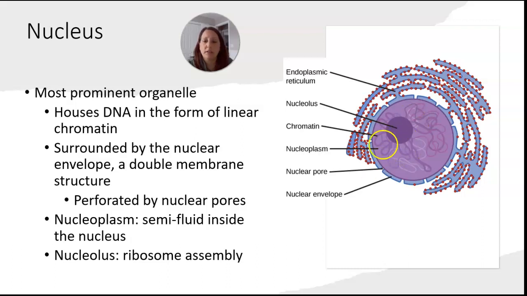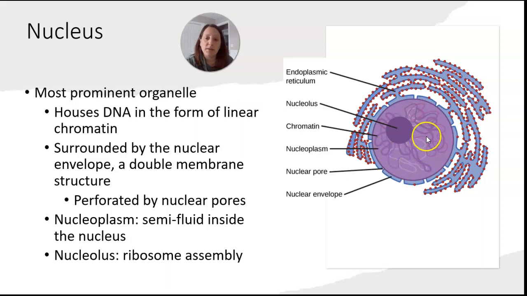The fluid in the nucleus is called the nucleoplasm. So just like the cytoplasm, we've got the nucleoplasm. That's going to be the semi-fluid inside the nucleus. You can see these stringy things that are all kind of different colors. That's the DNA. Right now it's in the form of chromatin. So it's DNA plus associated proteins, but not tightly coiled into chromosomes. Instead, kind of diffuse and spread out.